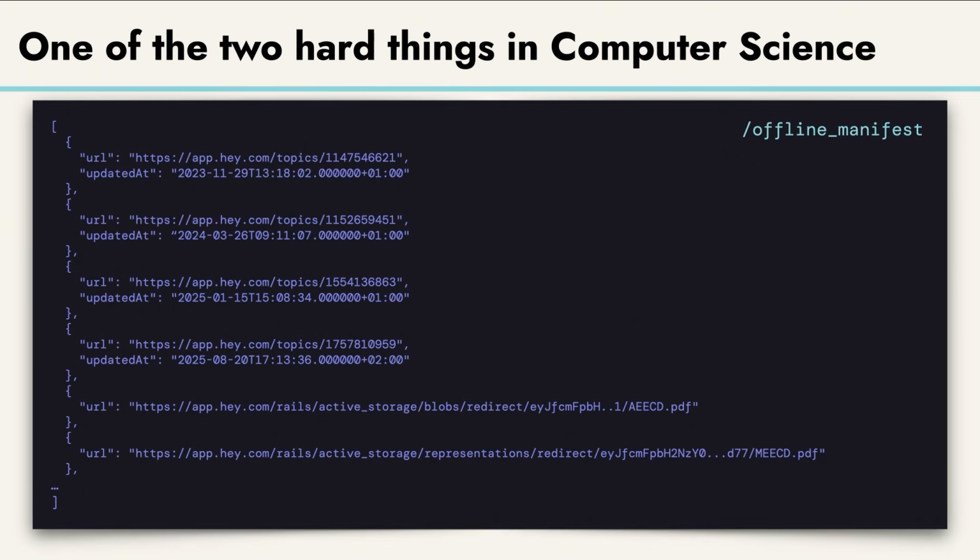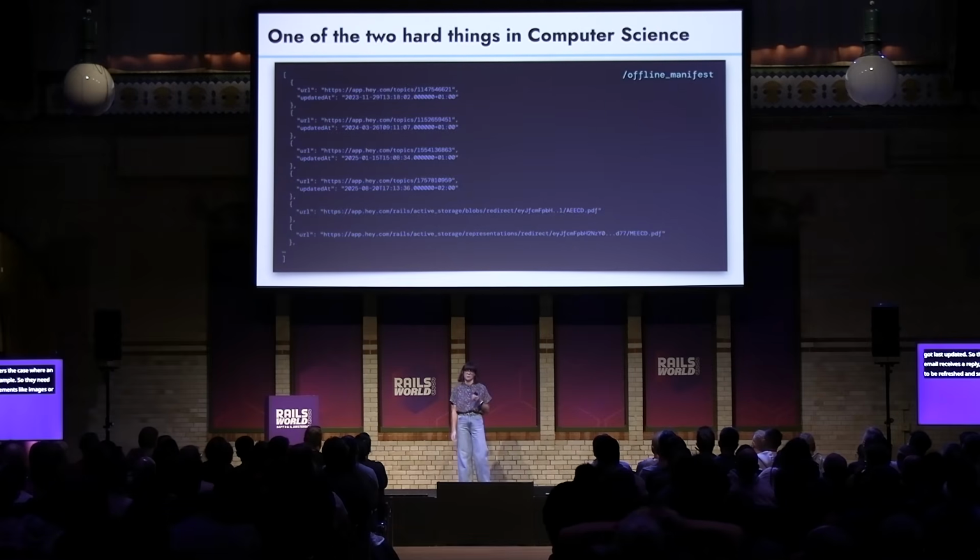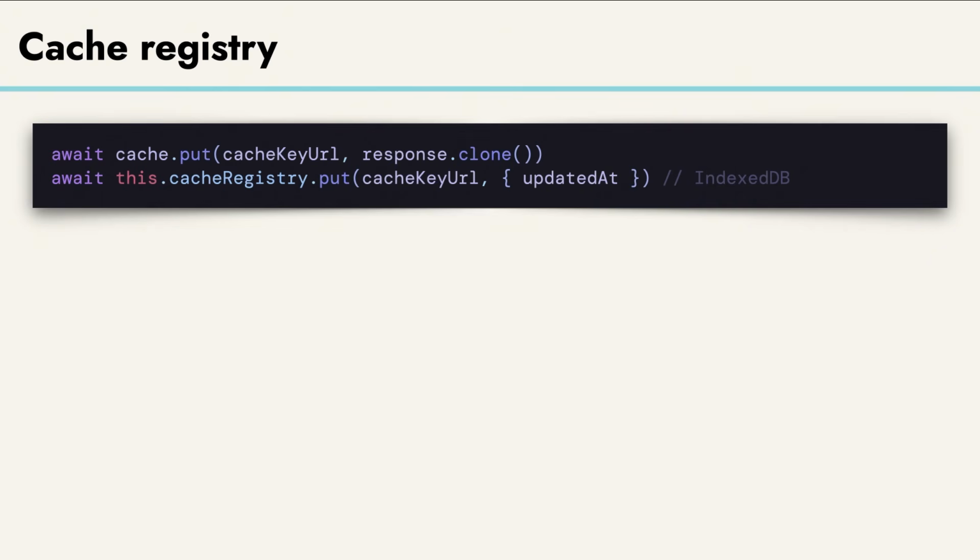First, I extended the offline manifest with information about when a particular resource got last updated. This covers the case where an email receives a reply, for example, so they need to be refreshed. Some elements, like images or attachments in email, are immutable. Then, on the service worker side, I had to store the last time we had fetched each URL, so I could compare that with the value in the manifest to know if I needed to refresh it. This is a sort of cache registry that I implemented using IndexedDB.